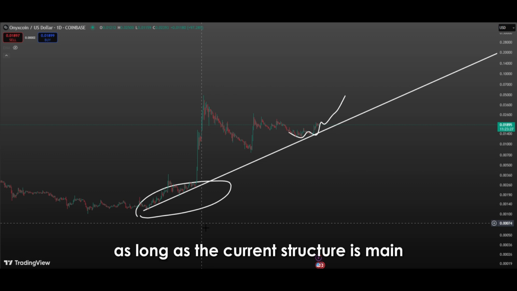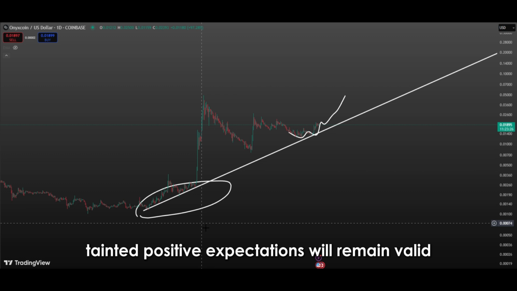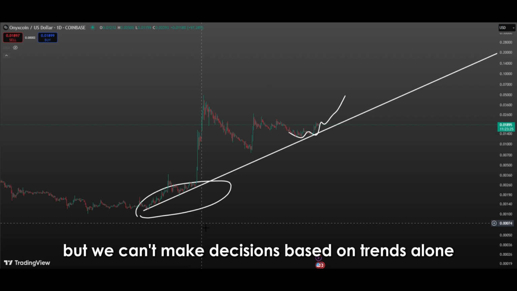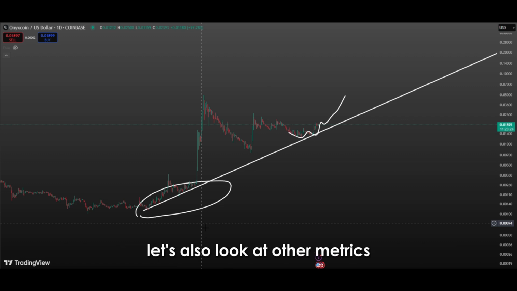As long as the current structure is maintained, positive expectations will remain valid, and this trend line will continue to serve as a compass for investors. But we can't make decisions based on trends alone. Let's also look at other metrics.